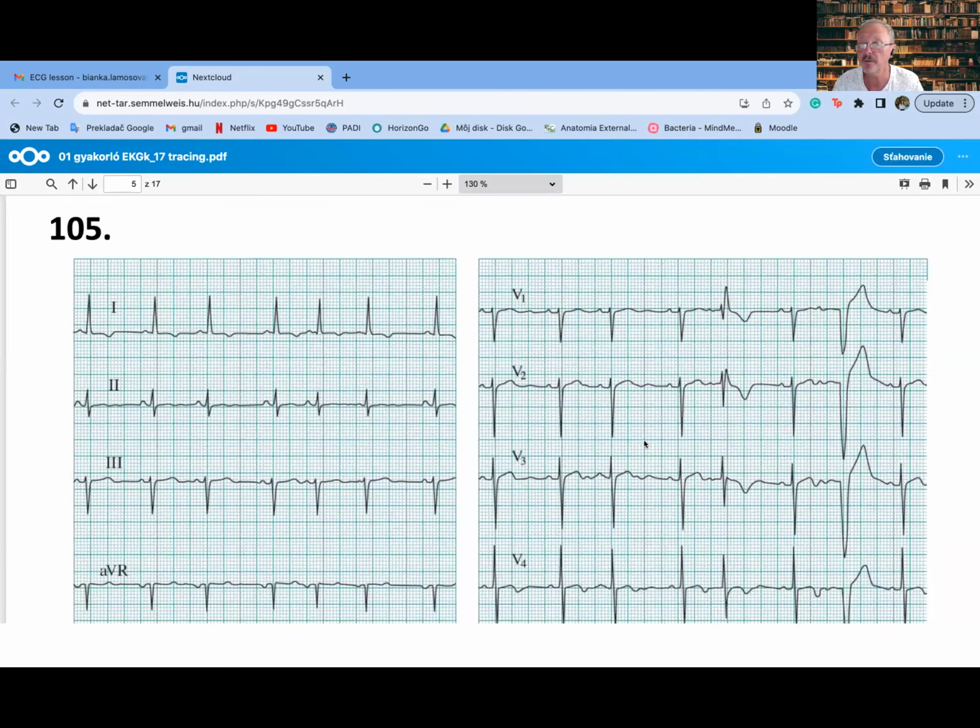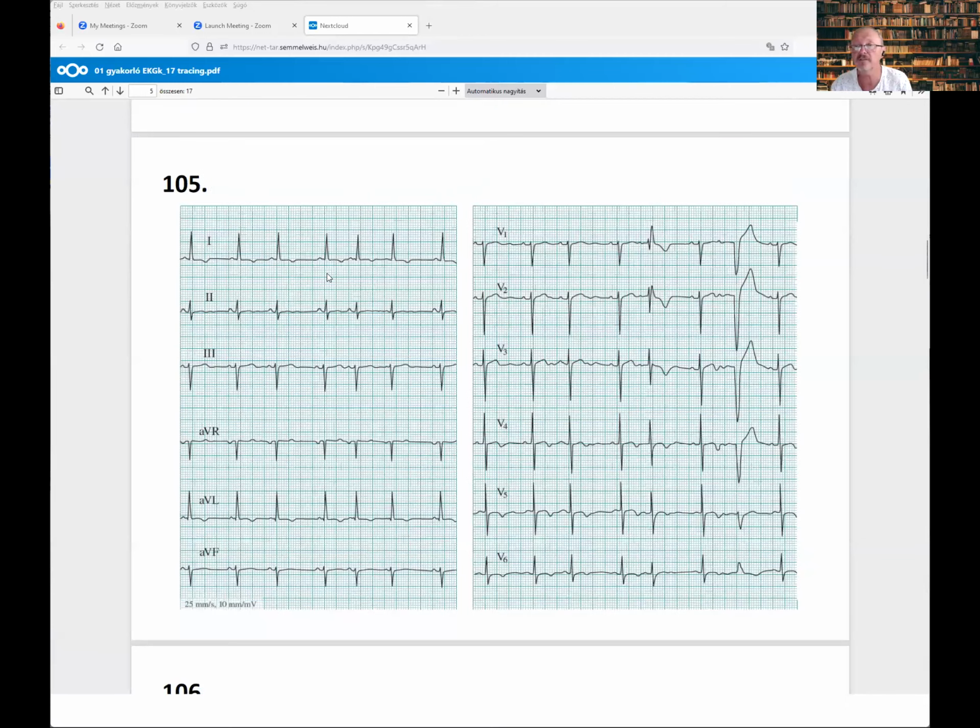Okay, Bianca, I'm stopping your sharing. And now you do see my cursor, yes? Okay, good. Now, let's look at this one. This is the first RR that should be normal. This is an earlier beat, so that's an early coming beat that we have here. And this is the compensatory pause that we have after that. So you have to summarize this and this.